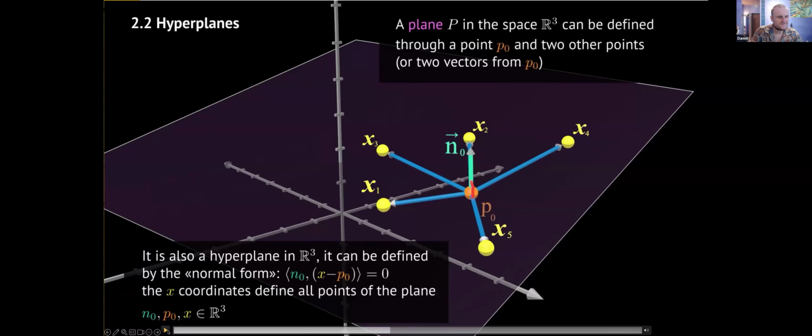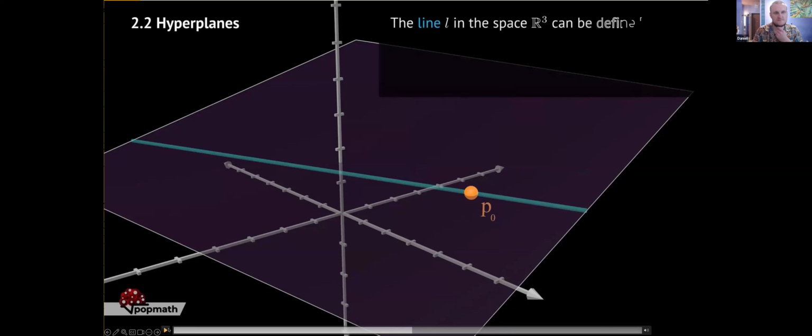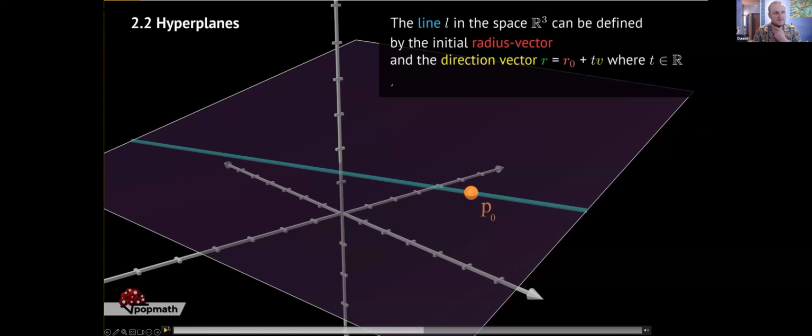All right. Yeah. Okay. Going a step further, we can imagine a line for a moment and say that a line in R3 can be defined in many ways, but say we're interested in one particular way. We want to define it using two vectors. The first vector is a starting vector, sometimes called a radius vector, and the second vector is called a directional or direction vector.